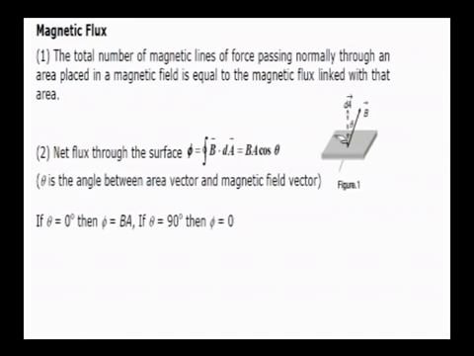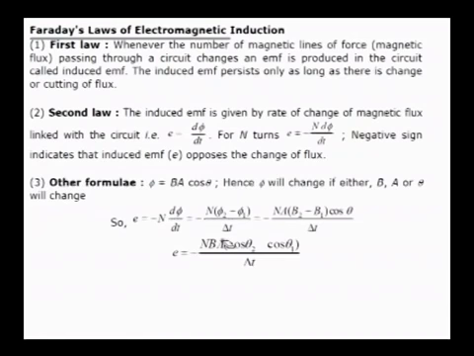Here area is actually a vector. The direction of the area vector is always normal to its surface. If this is the magnetic field and this is the area vector, theta is the angle between the area vector and magnetic field, then the flux through that particular surface is given by BA cos theta. The magnetic flux through this surface will be maximum when theta is equal to 0 degrees, then flux will be equal to BA. And the magnetic flux through the surface will be 0 when theta is equal to 90 degrees, that shows phi is equal to 0.